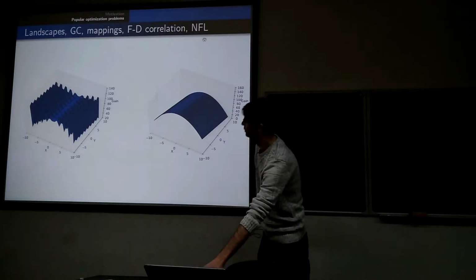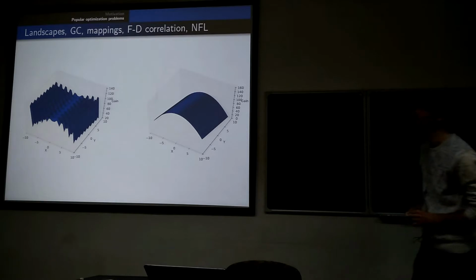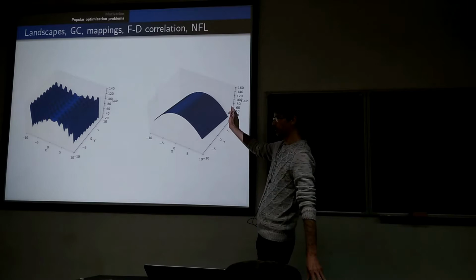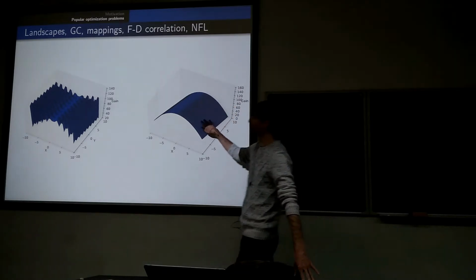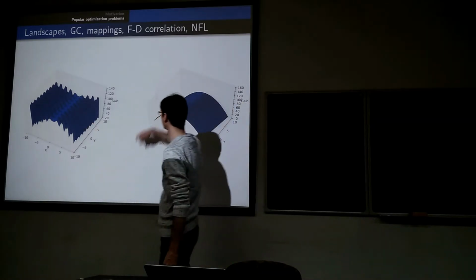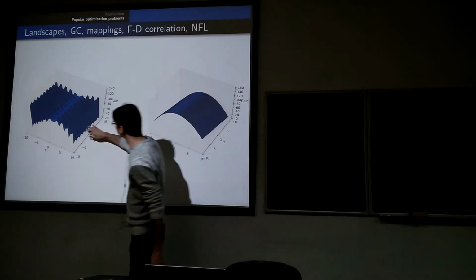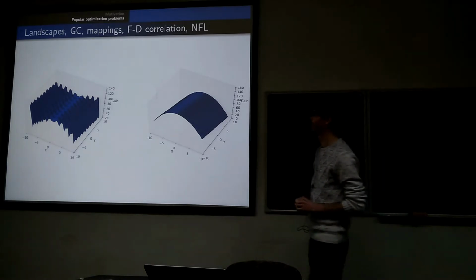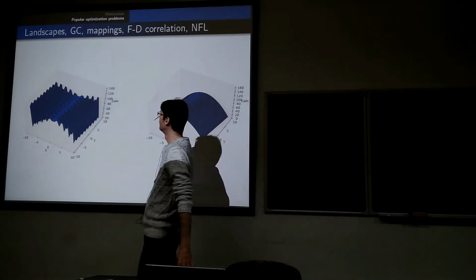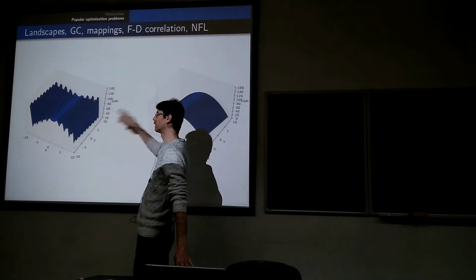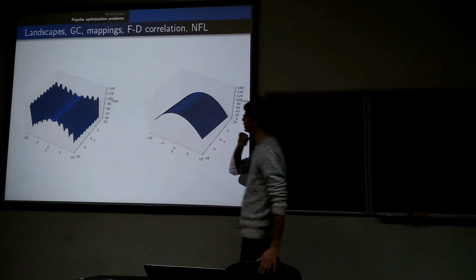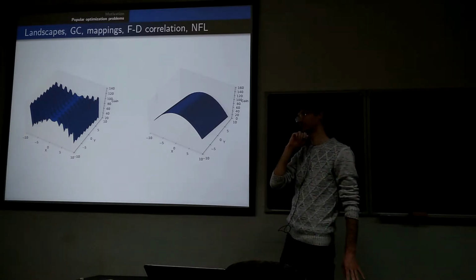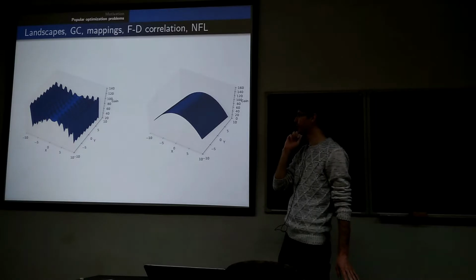So this is the last slide of this lecture. We have 2 landscapes. This one looks easy, this one looks difficult. It's like a smooth blanket, and this is like a very spiky landscape. So you would say that this is very difficult and this is very easy. But what if I told you that those 2 landscapes are actually more or less the same?